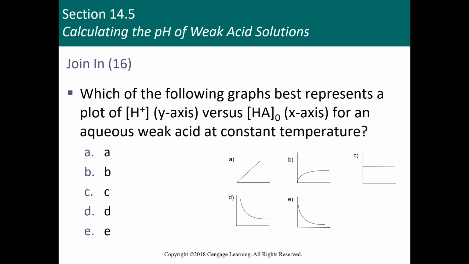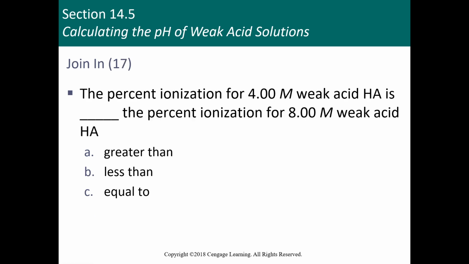All right. Which of the following graphs best represents a plot of H plus versus the initial concentration for an aqueous weak acid at constant temperature? Well, that would be B. It's a logarithmic scale. So again, the concentration of your weak acid is going to be a logarithmic input. All right, so the percent ionization for a 4 molarity weak acid, HA, is blank. The percent ionization for an 8 molarity weak acid, HA, is blank.